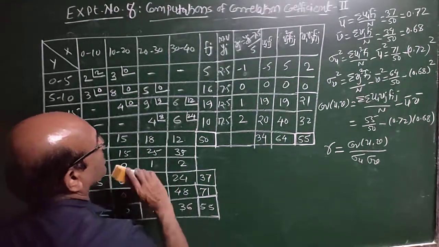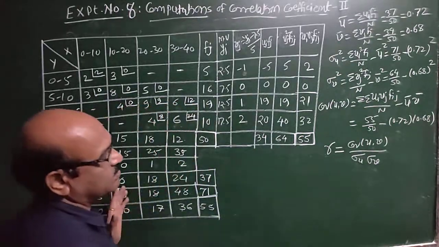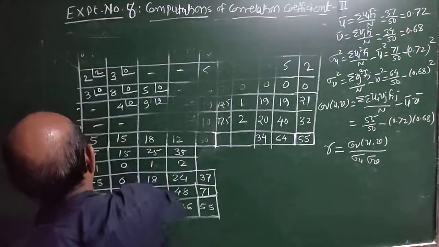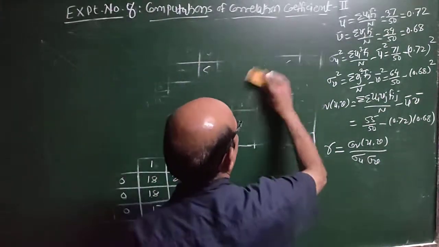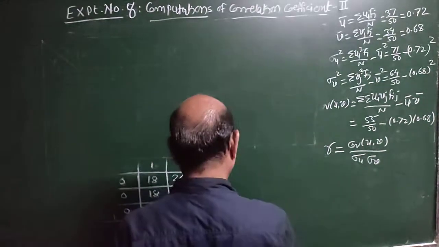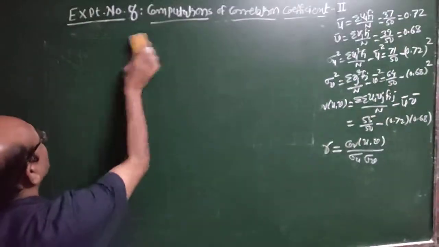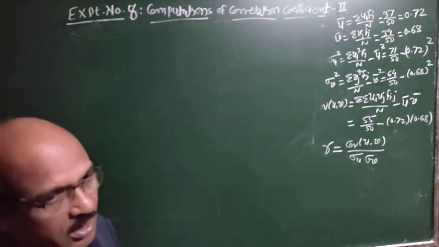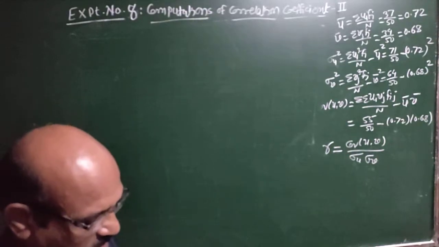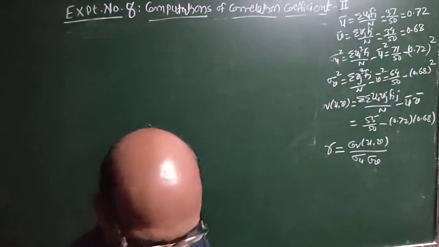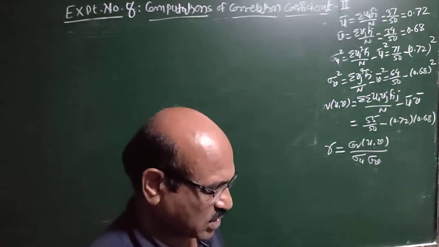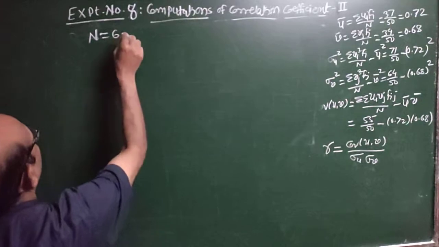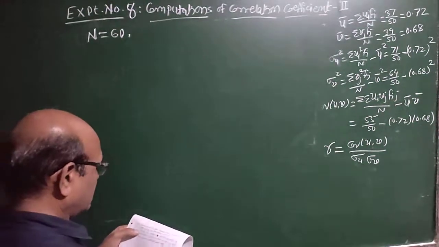So this is the first problem. These are the columns we have to obtain. Okay. Now the second problem: all the values are given to you. Instead of preparing the table, all the values are given. You have to obtain the Pearson's correlation coefficient. Following are the values obtained from the bivariate data having 60 observations. Means n equal to 60 is given to you.